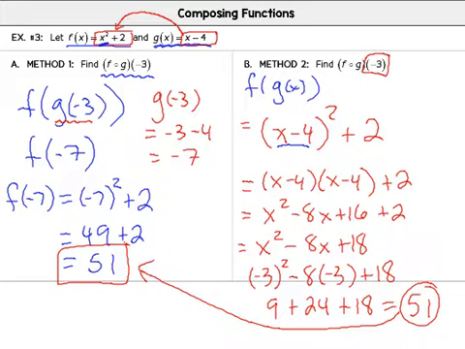So this, in essence, is function composition, where we can take one function and plug it into the other. Either of these methods works. You can either evaluate g of x first to get negative 7 and then plug that into f, or you can do the function composition with the two functions first algebraically, then plug in your value, in this case negative 3, and you'll end up with the same answer.